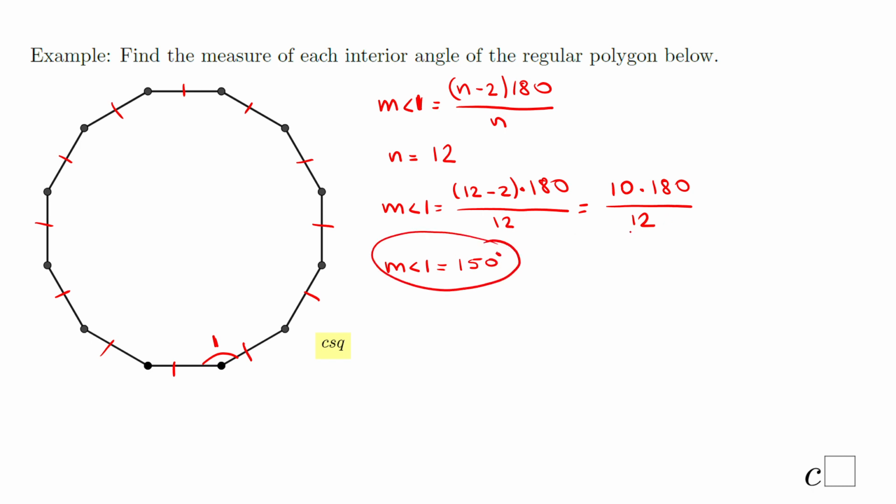simplify here. For example, 12 and 180 have a common factor of 6, so that will be 12 divided by 6, 2. 180 divided by 6 is 30. And then 2 goes in 30 15 times. So you notice we have 10 times 15, which is 150. Okay, so every single angle here is 150 degrees.